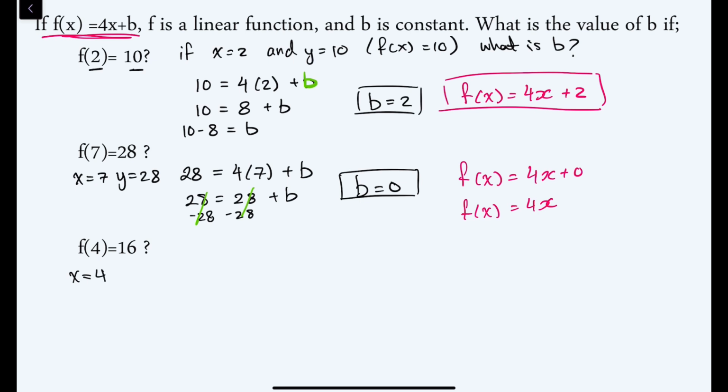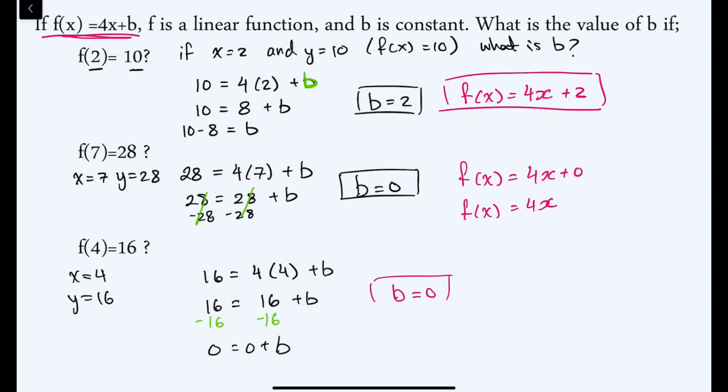Here, x is equal to 4, y is equal to 16. 16 is equal to 4 times 4 plus b. 16 is equal to 16 plus b. Same idea, subtract 16 on both sides. We end up with 0 is equal to 0 plus b. Essentially, we're just getting b is equal to 0, which gives us the same as above there.